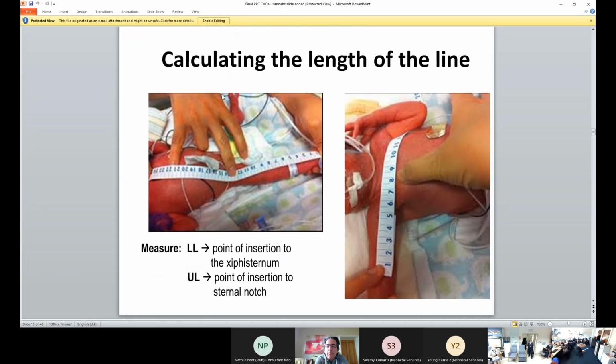To calculate the desired length of insertion, it's very simple. For the upper limb, it is between the site of insertion to the sternal notch. For the lower limb, from the site of insertion to the xiphisternum.